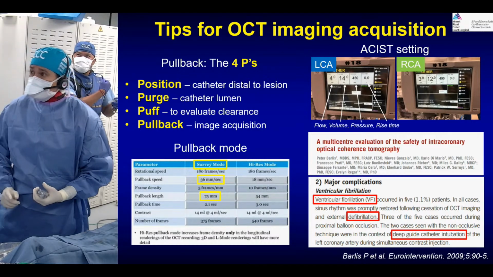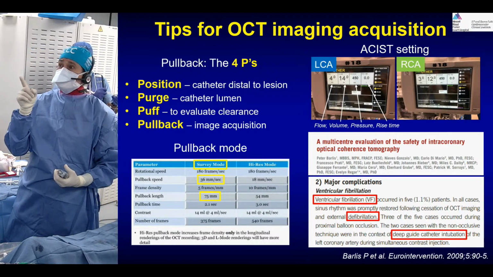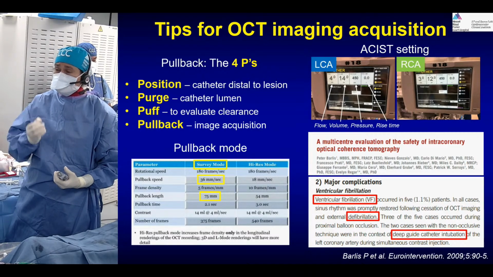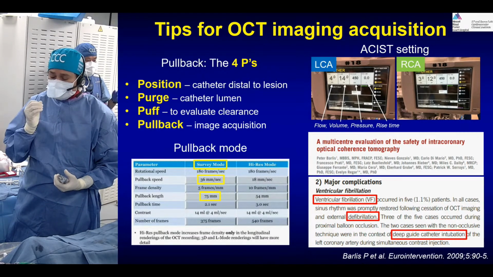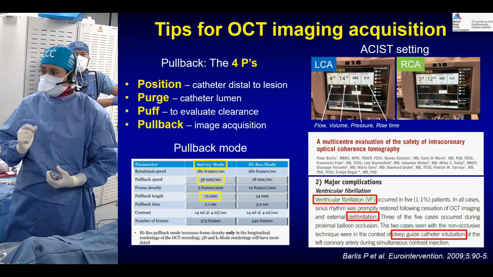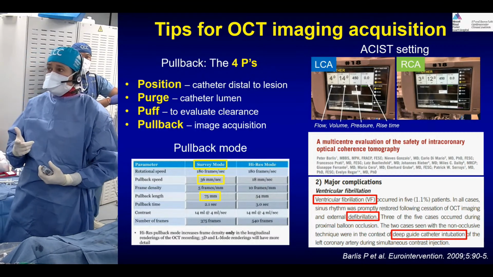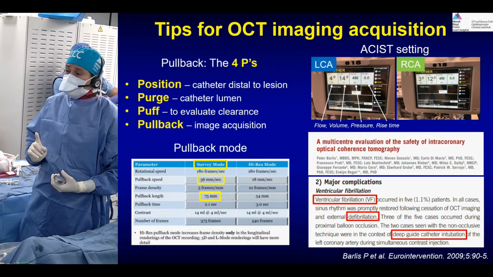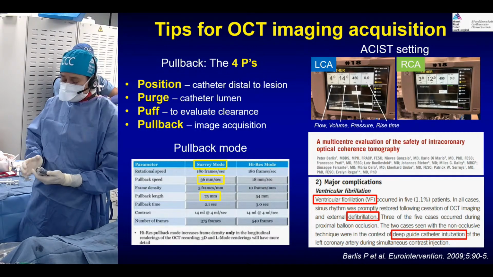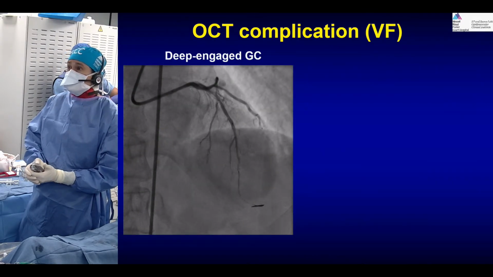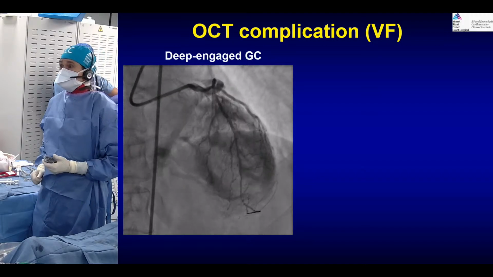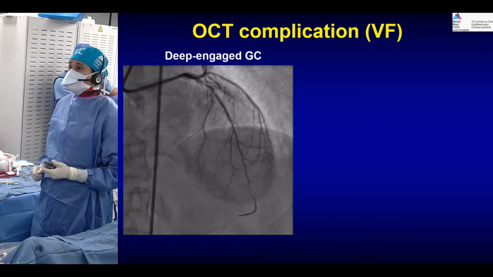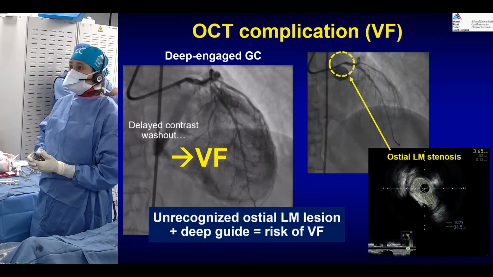Very, very important is that when you are doing the puff, that is going to tell us whether OCT can be done or not. If the lesion is over 90-95%, many times you don't see the clearing of the dye. If you see something like that, do not go ahead and inject. Why? This is what's going to happen. Look at that. Guess what happened after this? The patient went into VFib.